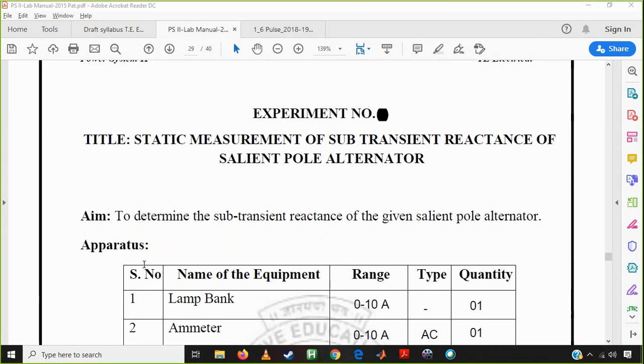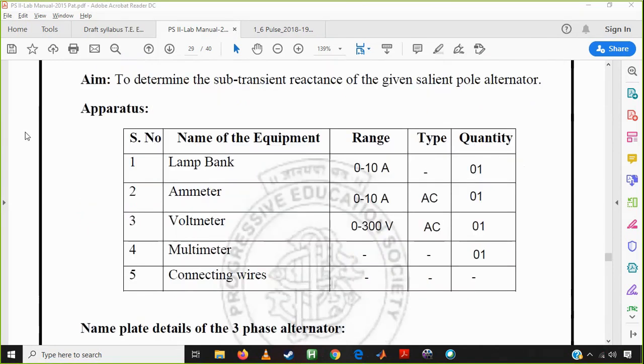Next, what is the apparatus required? First of all, an alternator is required. You just go to the library, find the nameplate, and write down the details over here. Then what other equipment is required? Lamp bank, ammeter, voltmeter, multimeter and connecting wires. So these are the ranges and the quantities.